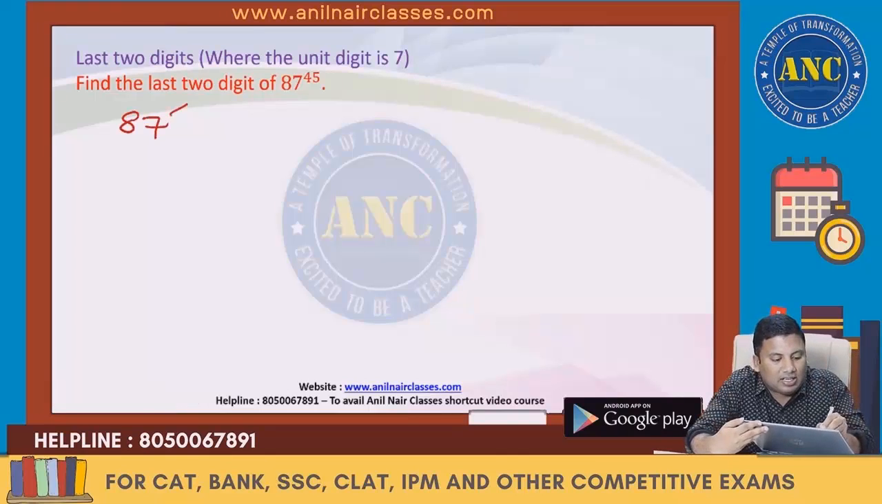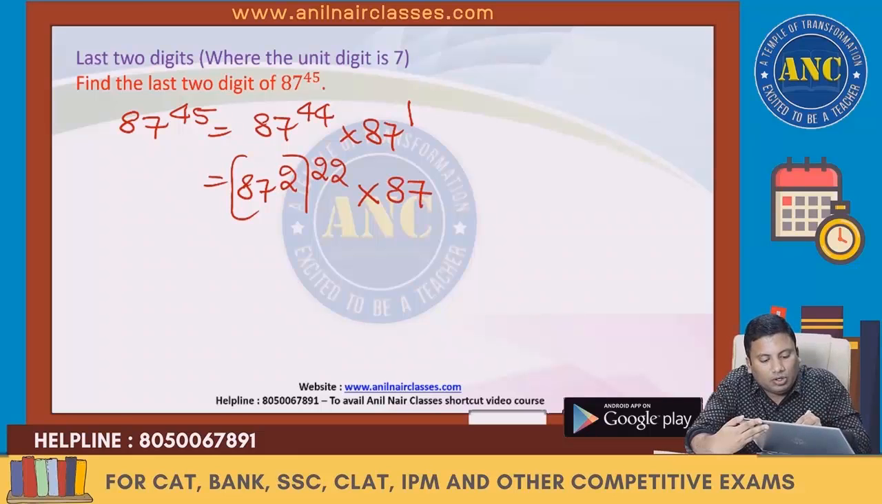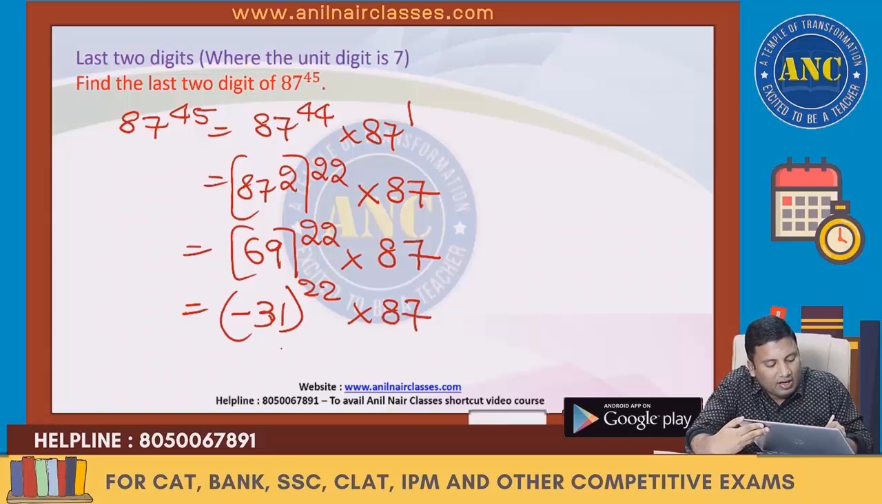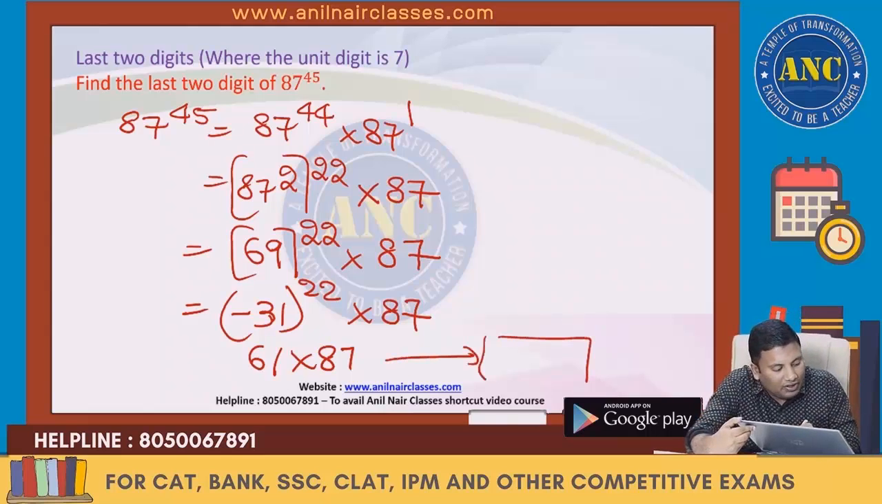I am solving it fast. 87 power 45 is 87 power 44 into 87 power 1. 87 power 44 is 87 square power 22 into 87. 87 square is nothing but 13 square, which is 69, power 22 into 87. 69 is minus 31, power 22 into 87. 1, 3 2s are 6. 61 into 87. Whatever the answer that you get, that itself is the answer.